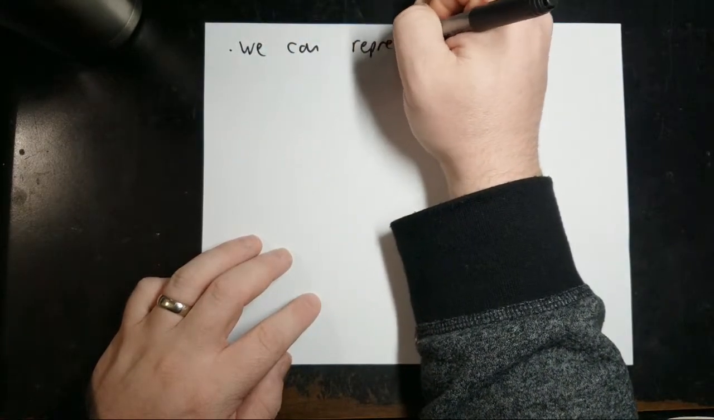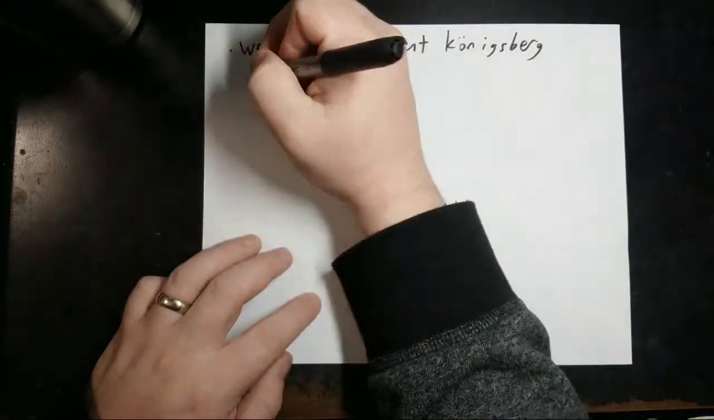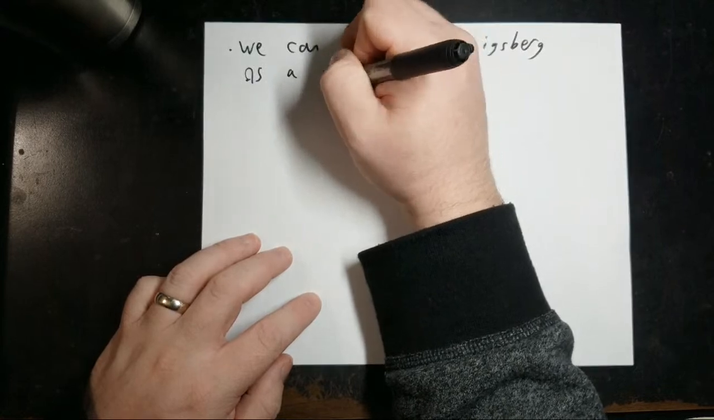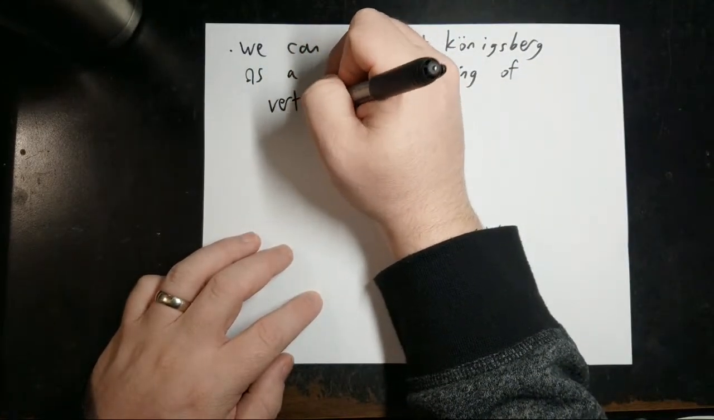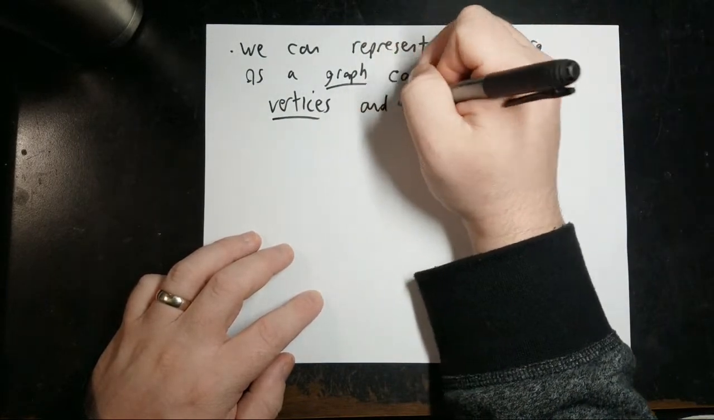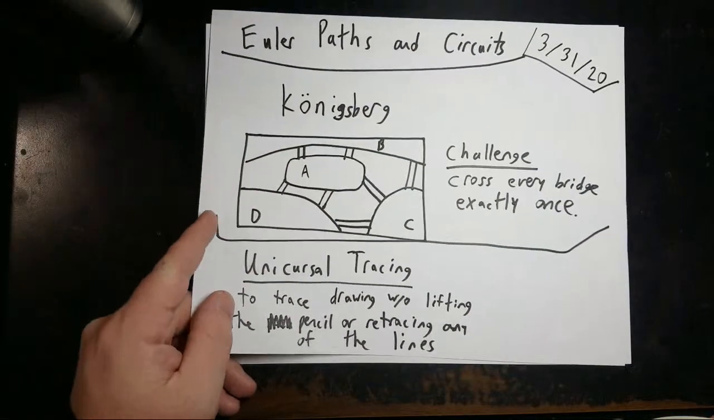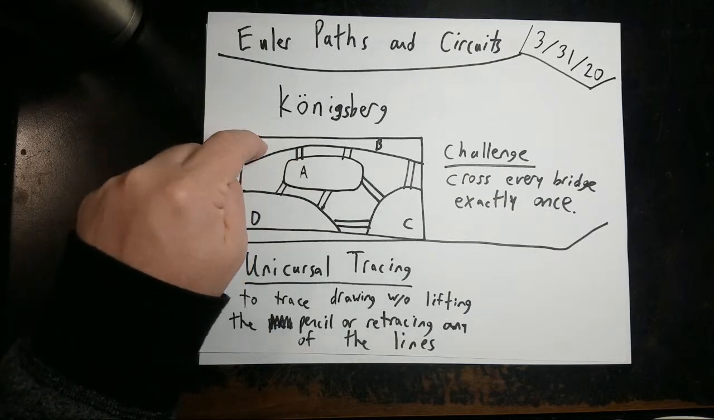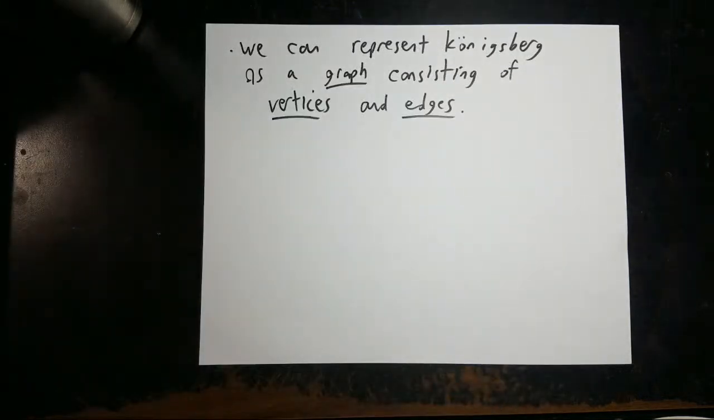We can represent Königsberg as a graph consisting of vertices and edges. These vertices are going to be dots, corners, whatever you want to call them on shapes. And edges are going to be represented by lines. So if I talk about Königsberg, each landmass represents a vertex, and each bridge represents an edge.